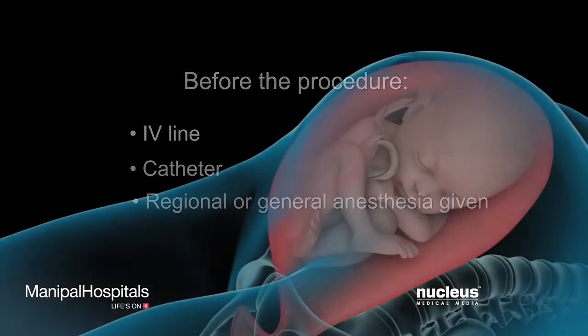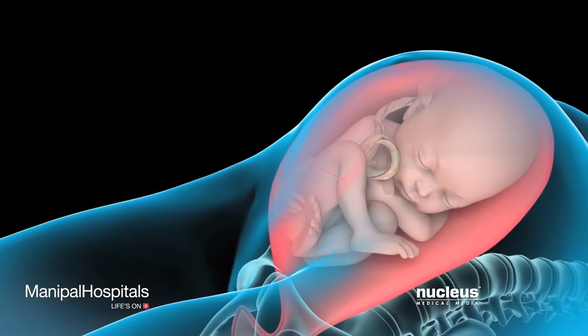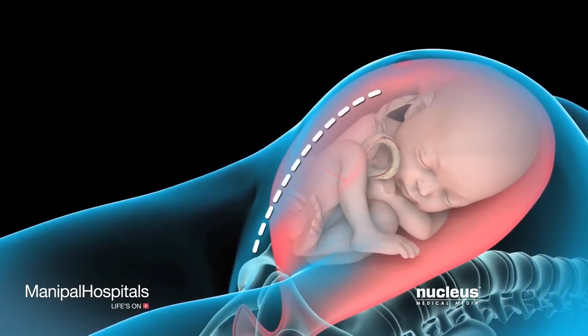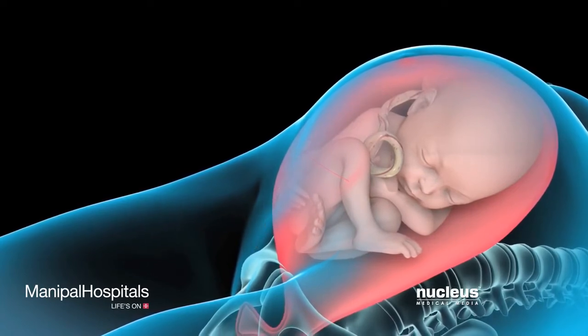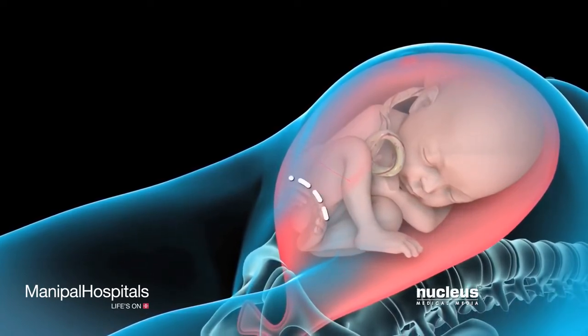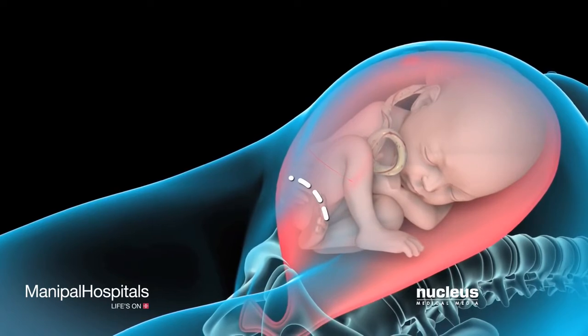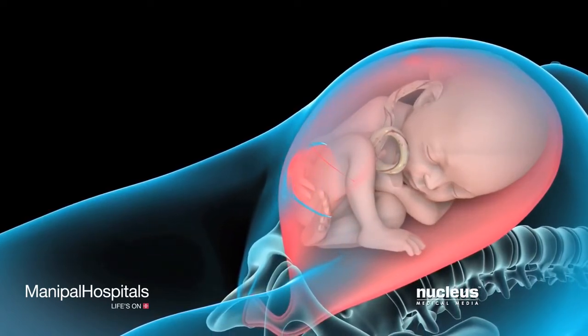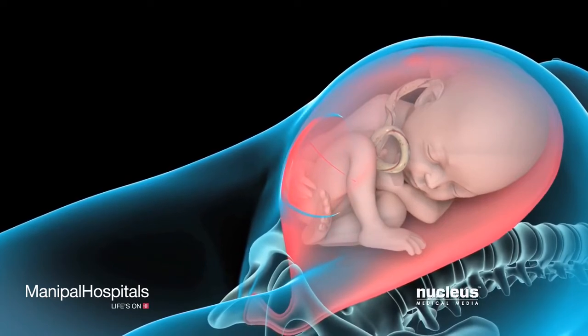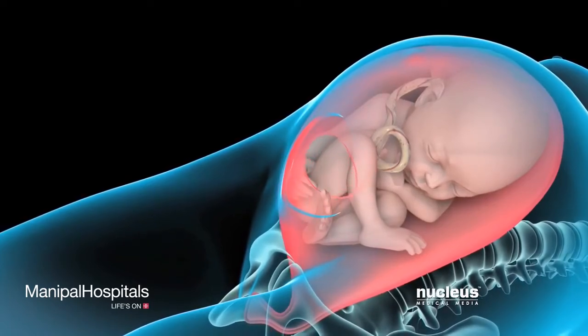Your doctor will begin by making an incision in your abdomen. It will either be a vertical incision from just below the navel to the top of the pubic bone, or, more frequently, a horizontal incision across and just above the pubic bone. This is often called a bikini cut. Your doctor will then make a second incision on the lower part of the uterus.